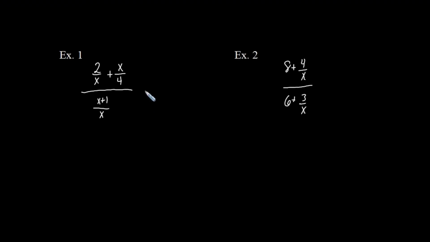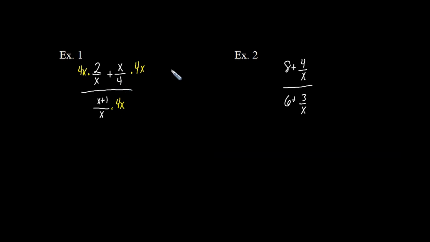In example 1, we're going to simplify the complex fraction by multiplying by the common denominator of the smaller fractions. So we can see that the common denominator is going to be 4x, because we have a 4 in this denominator and an x in the other two. And this will effectively eliminate the double fractions, the fractions over and inside of another fraction. So we'll multiply every term by 4x.